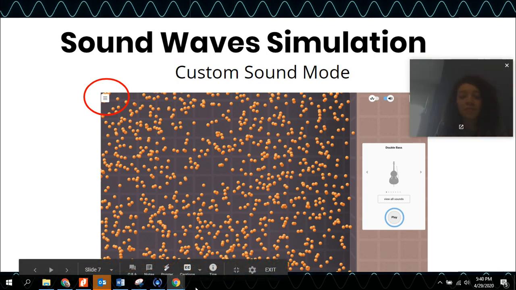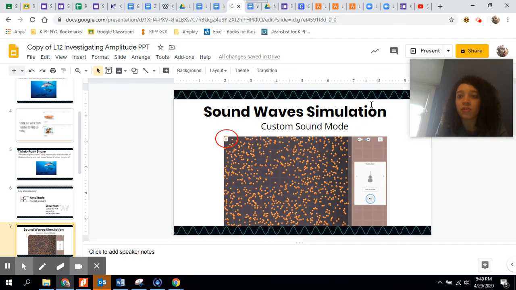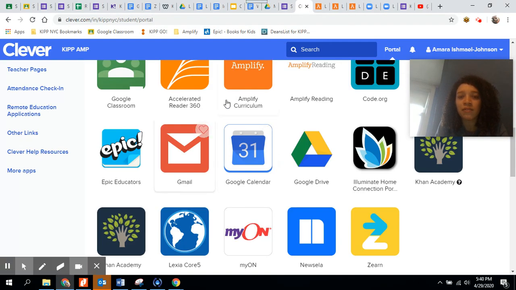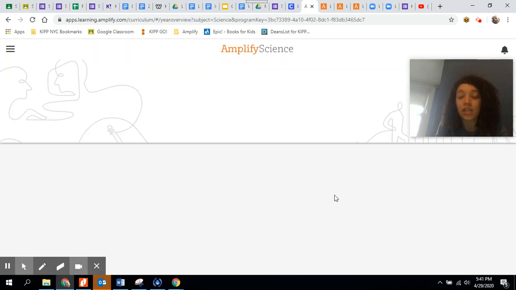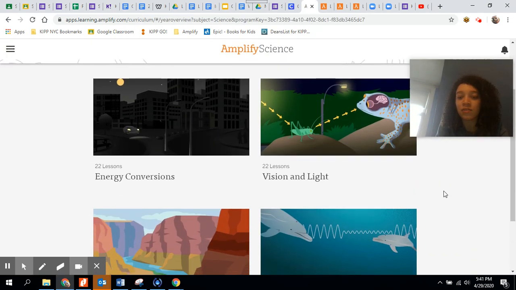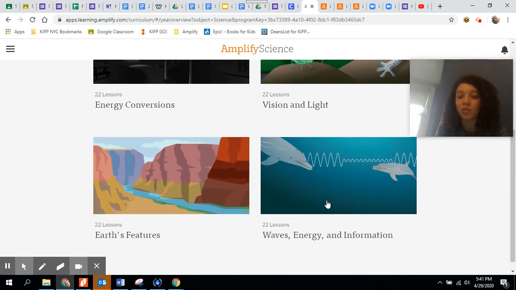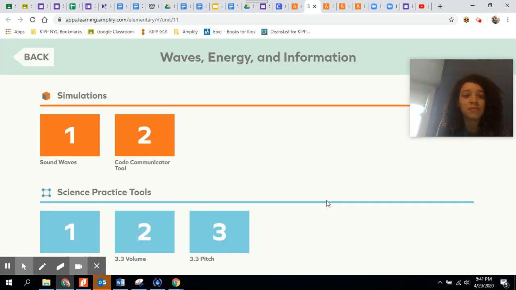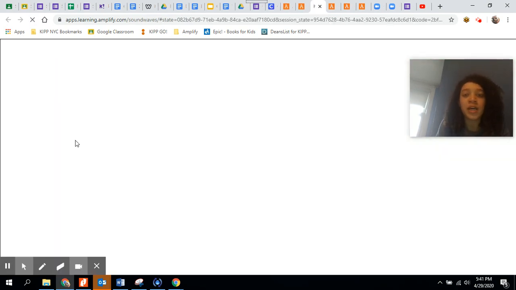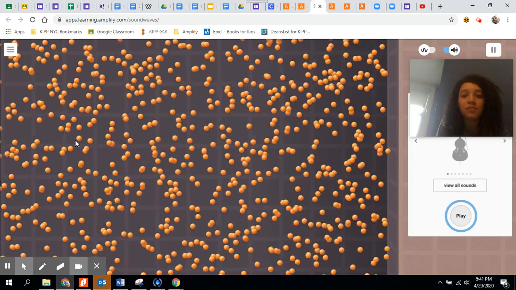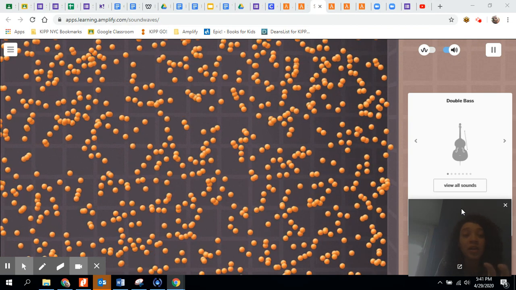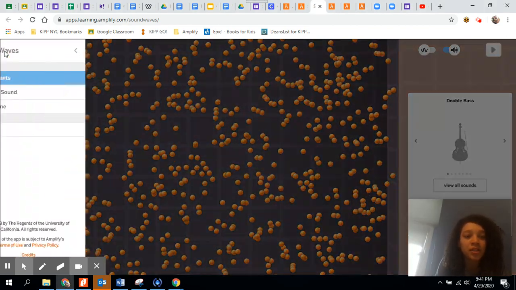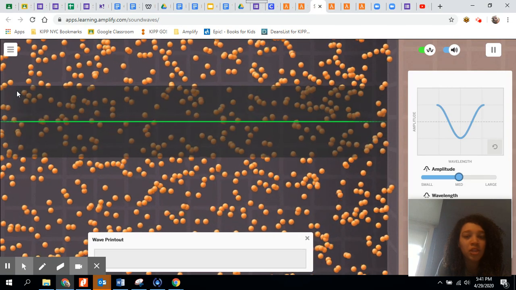So let's see. Let's exit through here. I'm on Clever. I'm going to amplify, regular amplify, not amplify reading, because we're in science. Regular amplify. Going to wave energy and information. Going to number 1. Okay. So right now, this is what we were looking at last time. We're not going to do this this time. We're going to be in the custom sounds. Change it to custom sounds.